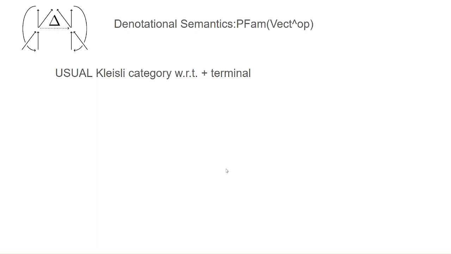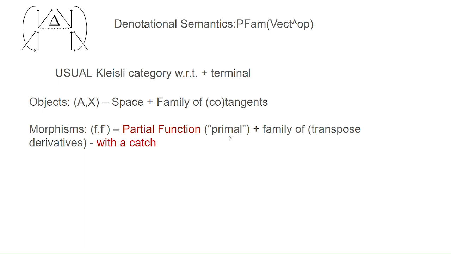So the first and most natural thing to do is to consider P FunVect op, which is just the Kleisli category of FunVect op with respect to the monad plus terminal. If you don't know what it is, I can give you the explicit definition: the objects are the same as FunVect op, so they are pairs of a space and something that plays the role of a family of tangents, and the morphisms are now pairs of a partially defined function and a family of linear transformations, again, which plays the role of the transpose of the derivatives.